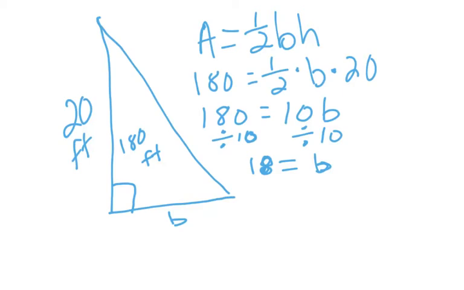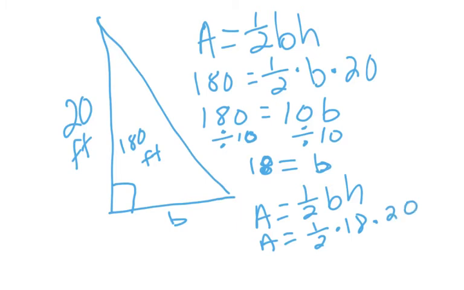For my area. Okay? So, let's check that out. So, if area is equal to 1/2 bh, area is equal to 1/2 times 18 times 20. Area is equal to 9 times 20. Is 9 times 20 180, guys? Is it? It is. Look at that. So I should add a square on that. We are correct.